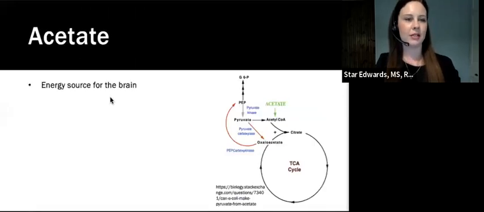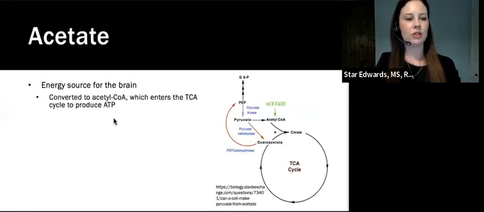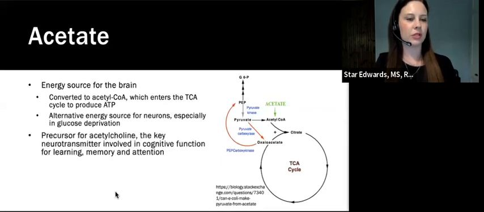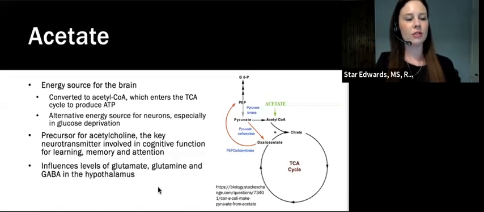And we'll move into acetate. Acetate is an important energy source for the brain. It's converted to acetyl-CoA, which enters the TCA cycle to produce ATP. It is an alternative energy source for neurons, especially in glucose deprivation, and it's the precursor for acetylcholine, which is the key neurotransmitter involved in cognitive function for learning, memory, and attention. It also influences levels of glutamate, glutamine, and GABA in the hypothalamus.